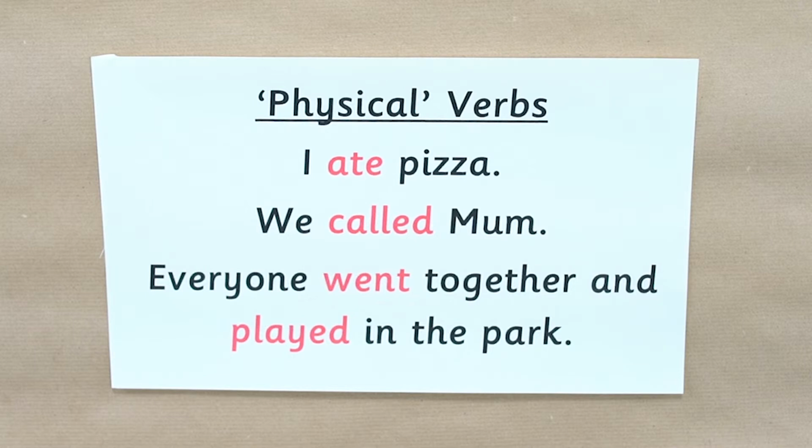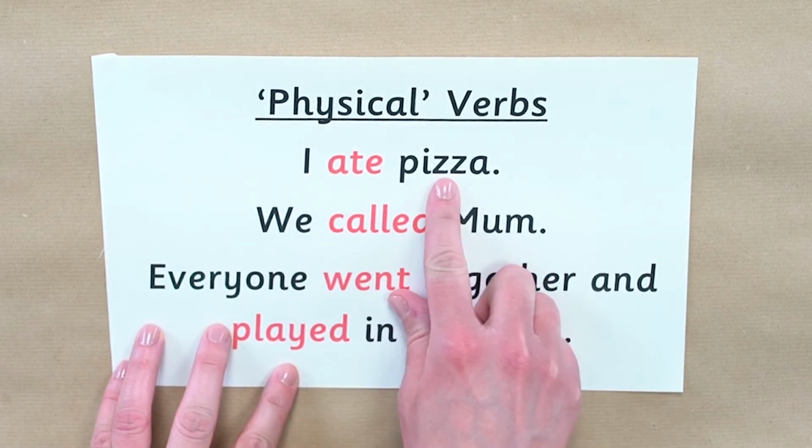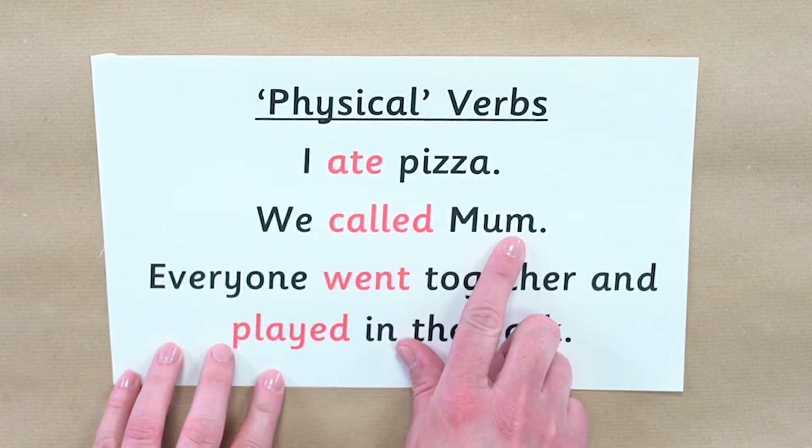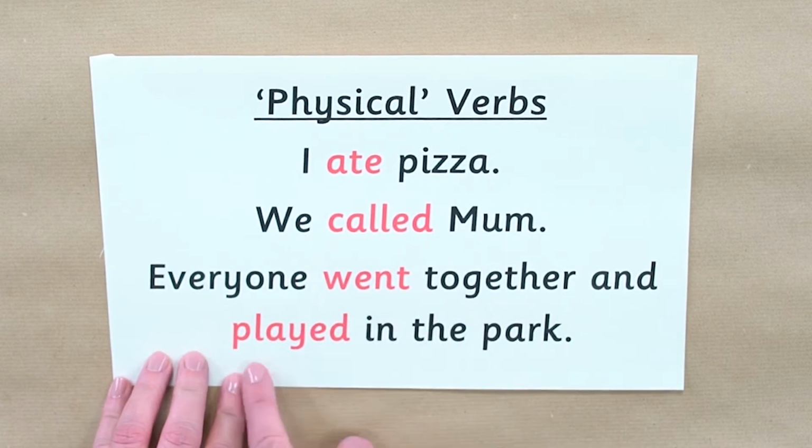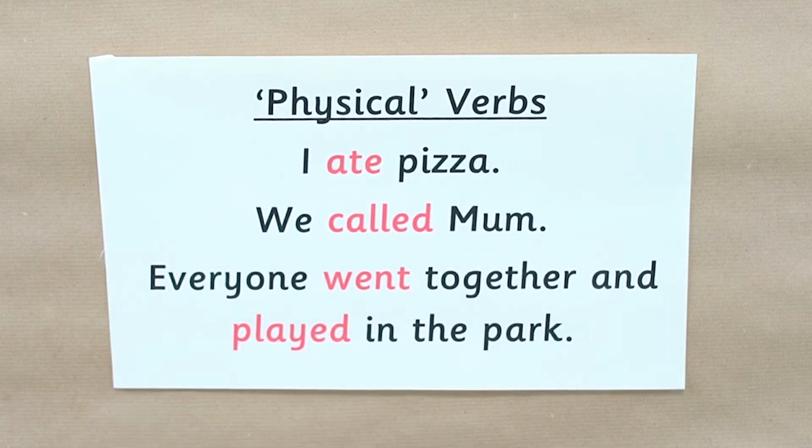What do we mean by a physical verb? Is it something which you do, a movement you make? I ate pizza, we called my mum, everyone went together and played in the park. Ate, called, went, played are all physical actions which people do.